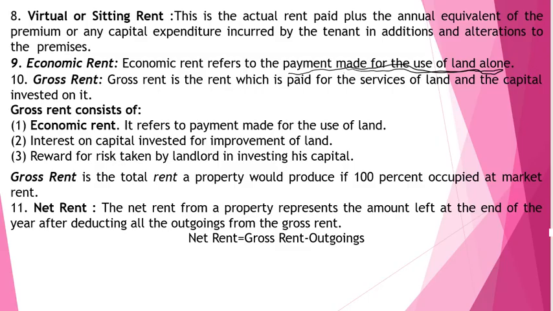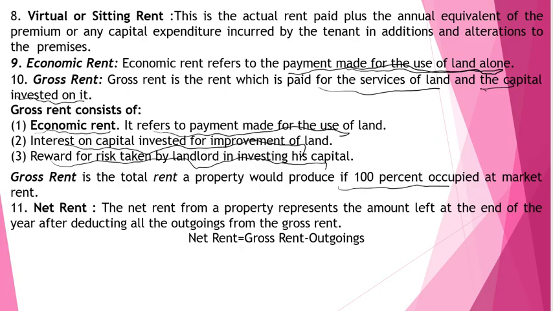Gross rent is the rent which is paid for the services of land and the capital invested on it. Gross rent consists of, first, economic rent, which refers to the payment for the use of land. Next, interest on capital invested for improvement of land. And third, reward for risk taken by the landlord in investing his capital. So gross rent is the total rent a property would produce if 100% occupied at market rent.